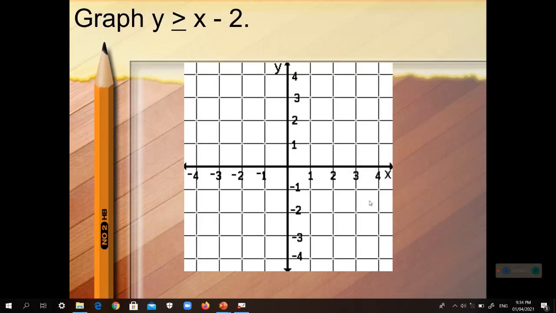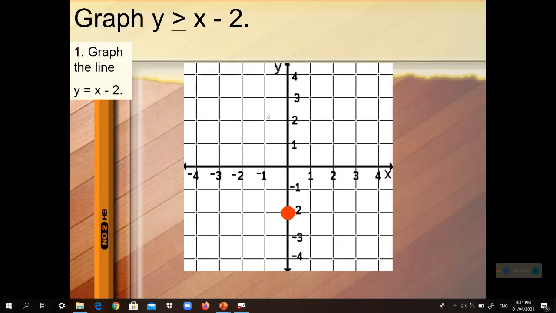So I'll show you what we mean by shaded region. Let us graph y is greater than or equal to x minus 2. You are going to apply your knowledge of graphing linear equations in two variables. Since it is written in slope-intercept form, you are going to graph the line y equals x minus 2. If you recall, your m here is 1 and your b here is negative 2. So you are going to plot first your b, or y-intercept, which is negative 2. So you have here (0, negative 2).